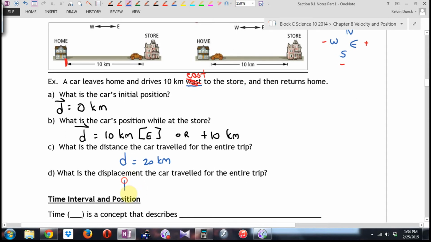Displacement. What's the displacement the car traveled for the entire trip? 0. Okay. What if the picture had actually been correct and the car had traveled west? How would I show its position while at the store? Negative 10 kilometers, or 10 kilometers, square bracket, W, close square bracket.